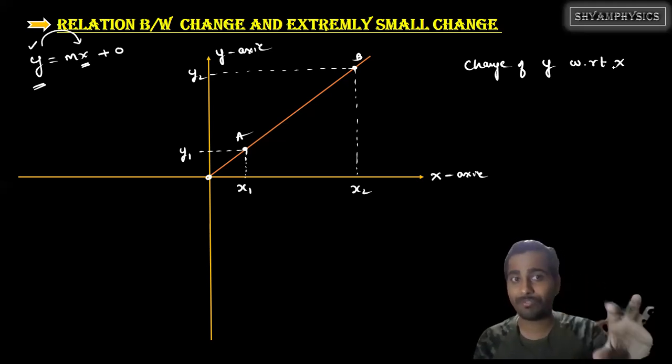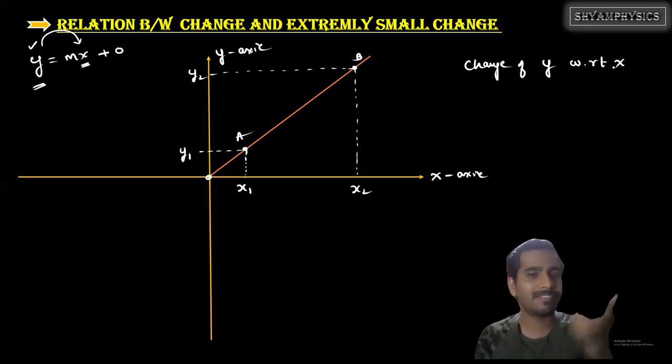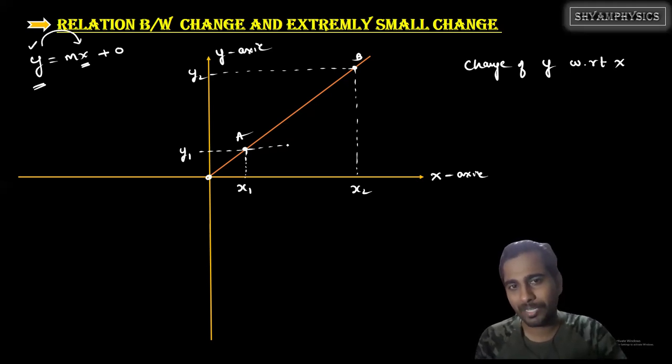The function of y is changing with respect to x. We call this differentiation. Sir, how to write this one? For example, we'll do one thing. Basically, I will take a triangle.